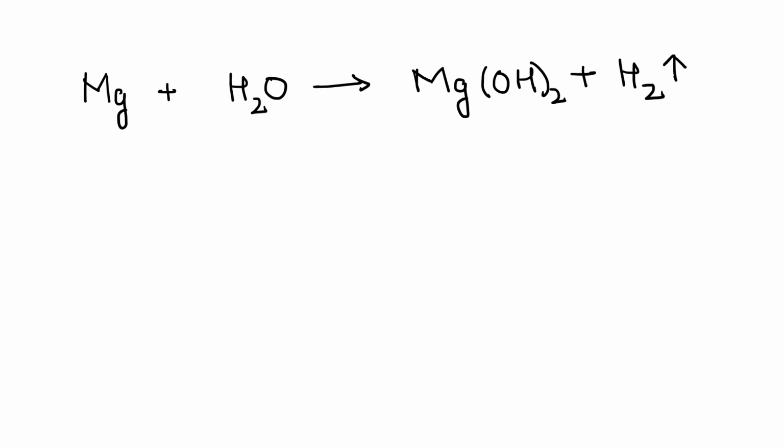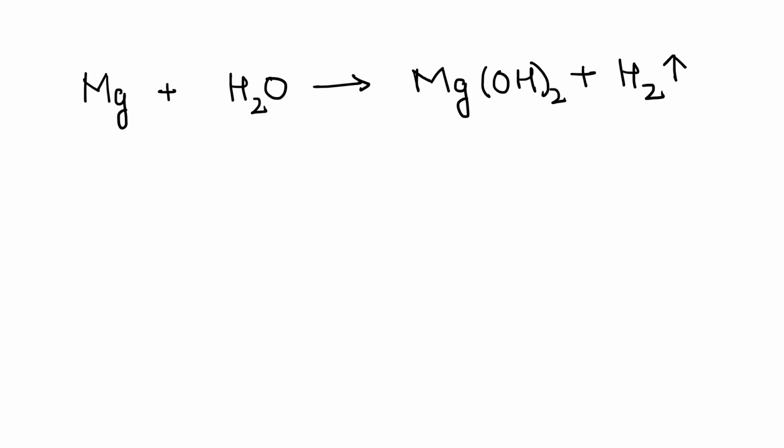This question you all write in your notebook and try to do with me, or you can pause the video, first do it and then tally your work with me. Those who have not understood yet can follow along with me. Don't just watch, do along with me. Let's start. Magnesium plus H2O gives magnesium hydroxide plus hydrogen gas. Gas, so an arrow pointing upward.